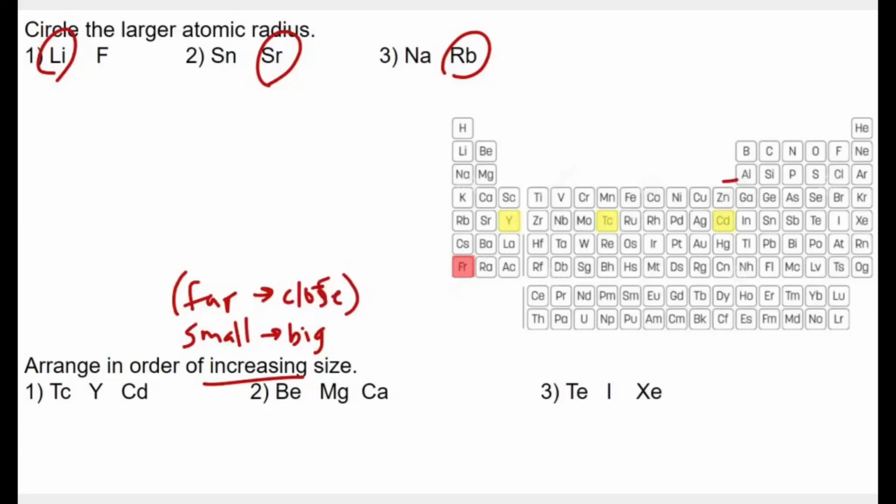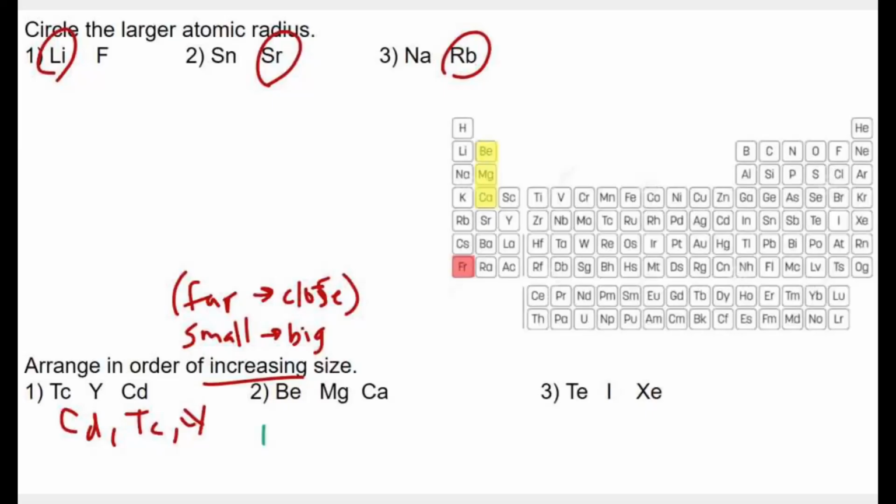So take a second. Never be embarrassed to write this down, because even Mrs. Gunter writes this down to make sure we don't make silly mistakes. So for these three elements, we're going from far to close. So that's going to be Cd, and then Tc, and then Y.